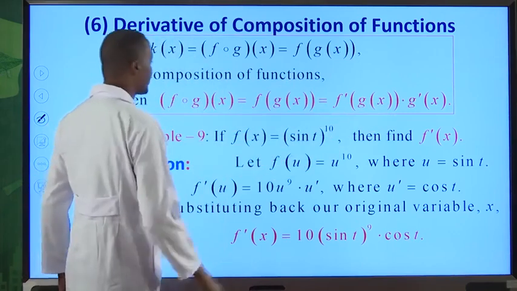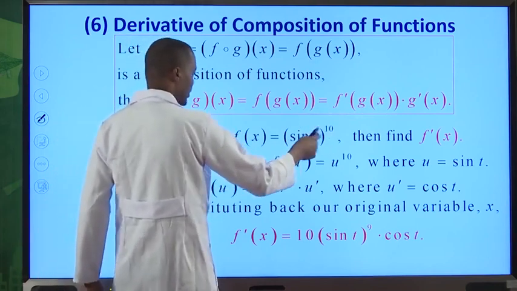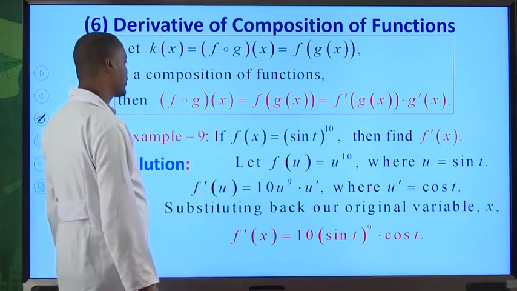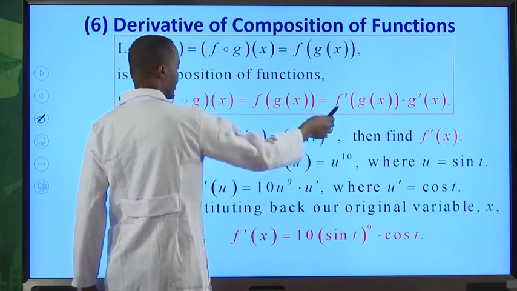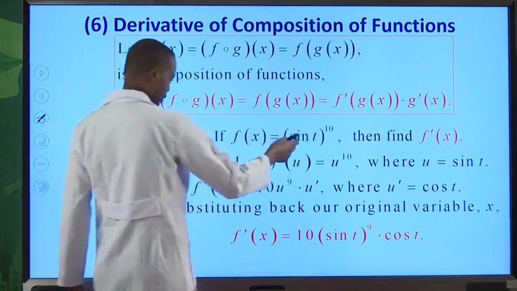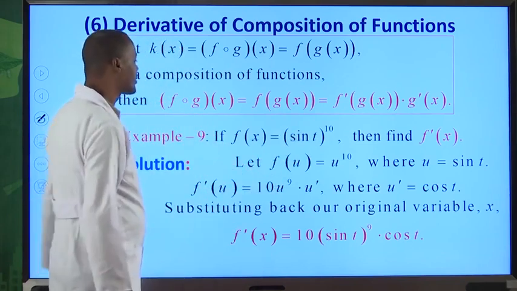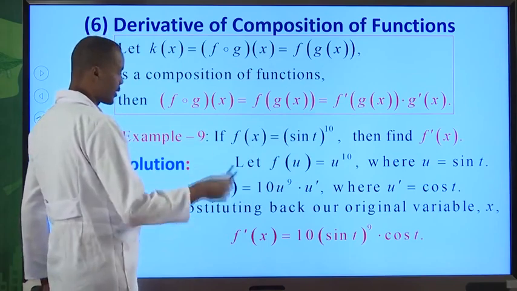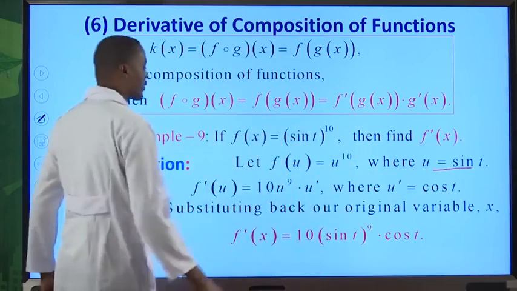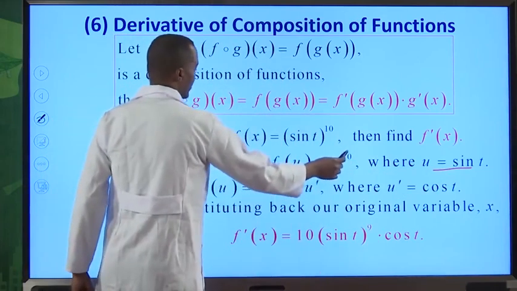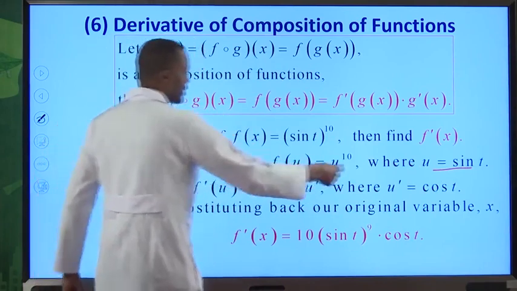That is a pattern. For example, if f of x is sine of t to the power of 10, this can be considered as a composition of functions, because on the one hand we see a power function, something to the power of 10. On the other hand, we can also see a trigonometric function, that is sine of t. So in order to rewrite this as a composition of functions, we can do so by letting u be sine of t, so that f of u is u to the power of 10.